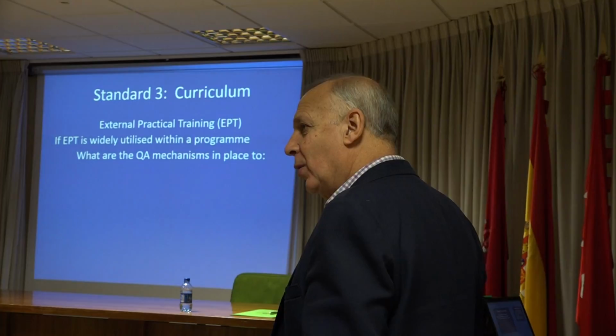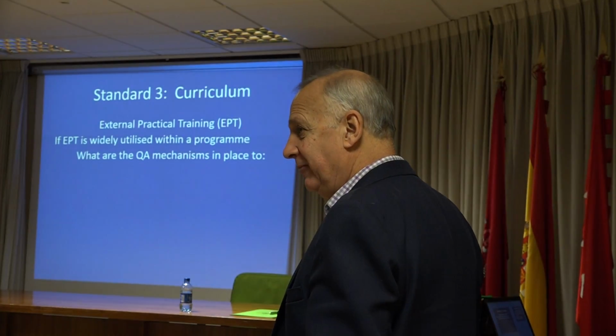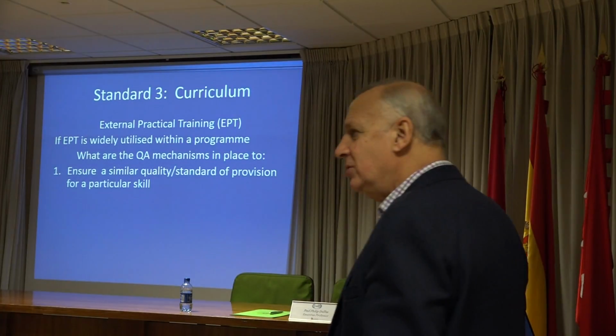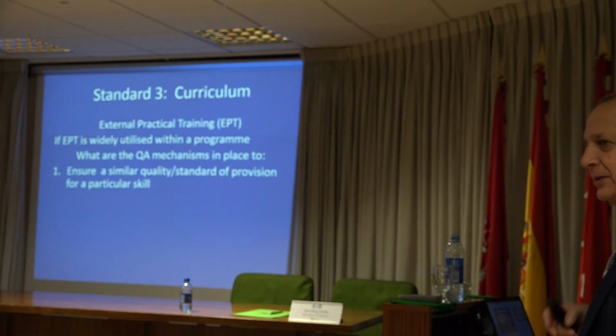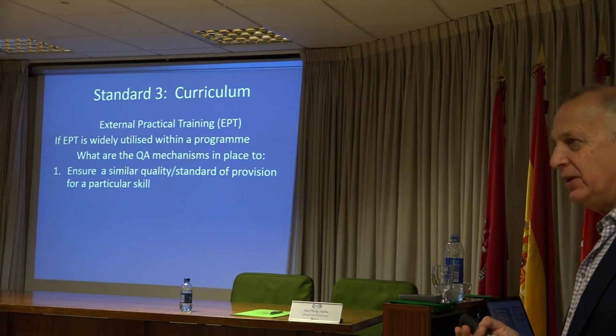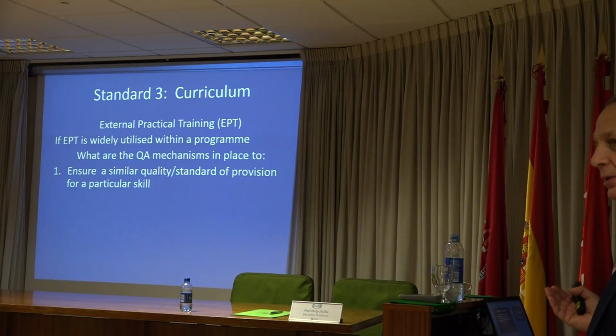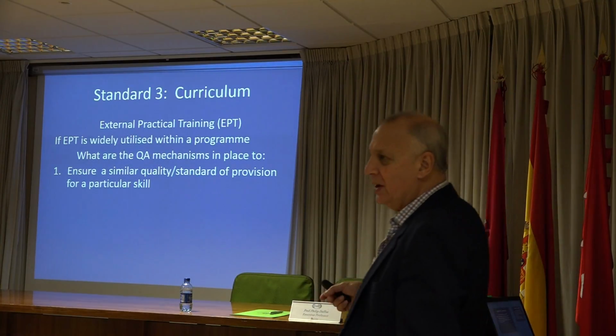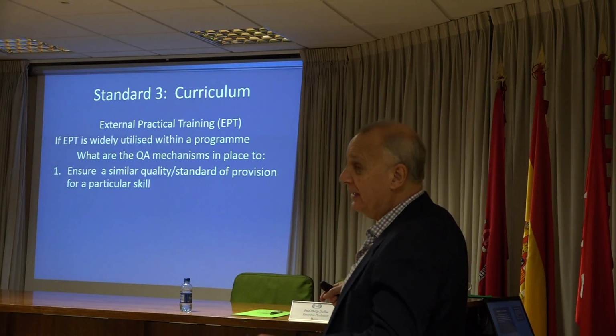And so the question naturally is, well, if you do, what about the QA mechanisms? How do you know that a provision, and I think this morning I used the example of an abattoir, how do you know that students going to abattoir A are getting the same quality of provision as abattoir B? What proof have you got? Not easy to show. And so it will vary to some extent depending what the EPT is.